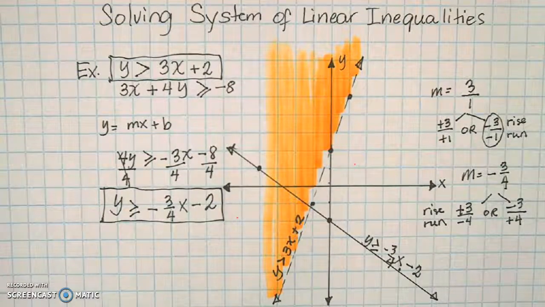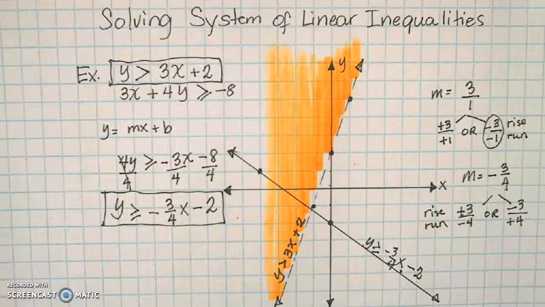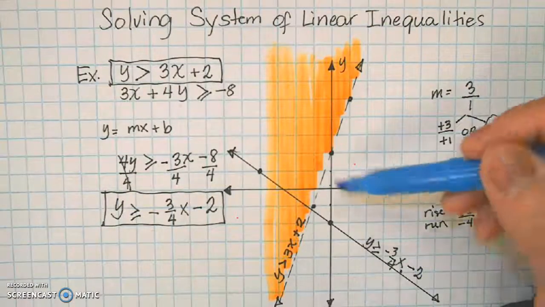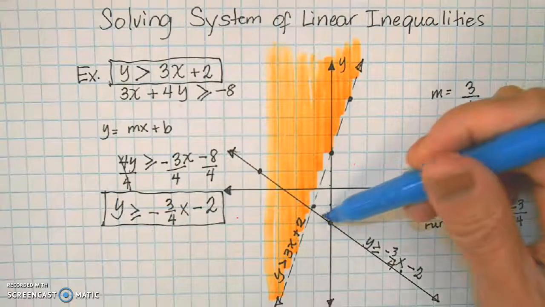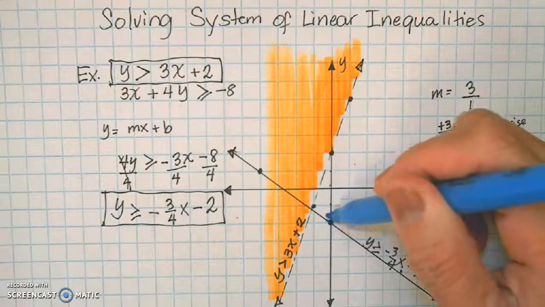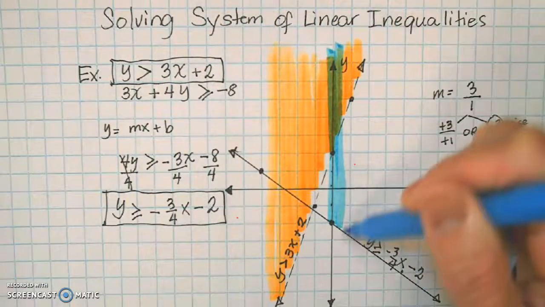So the next step is for you to get a different colored highlighter. And you're going to now shade the upper part of this line, starting with this y-intercept right here. It's upper because it says greater than. So we need to shade all this spot right here above the second line.